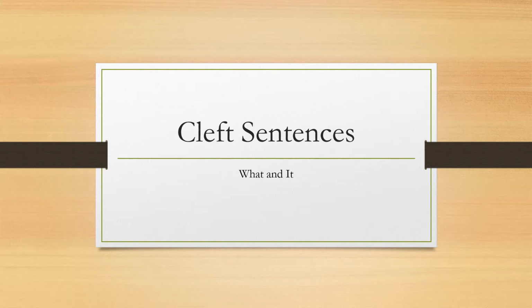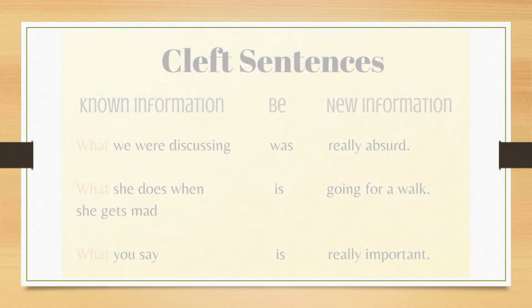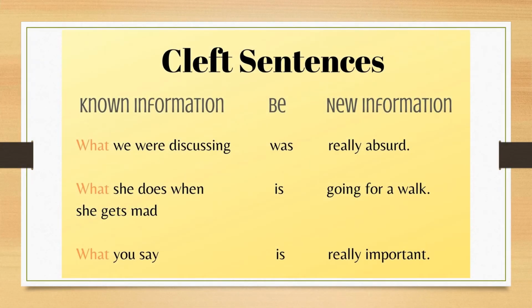This video is related to cleft sentences, using what and it. When we talk about cleft sentences, we can say that they are sentences that divide the message in two parts, using what or it. These ones, the ones we have here, are cleft sentences with what. So in this case, we see that the what clause is introducing the non-information.